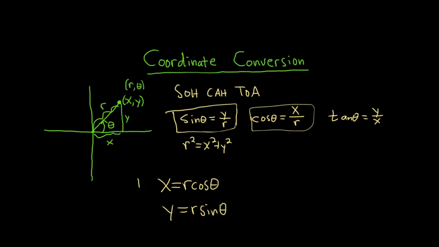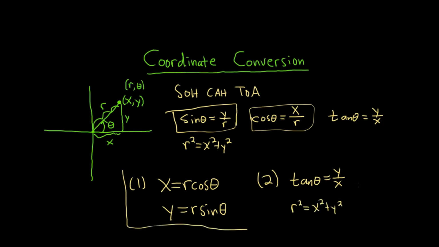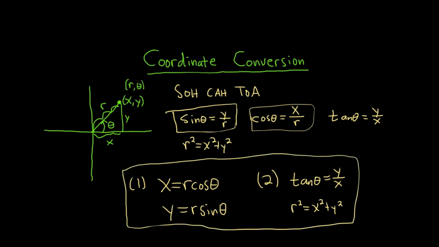So I'm going to put a 1 here. These are very useful. 2, given x and y, we can go backwards using these formulas. The tangent of theta is equal to y over x, and r squared equals x squared plus y squared. So these are the formulas we'll use to convert back and forth between polar and rectangular.